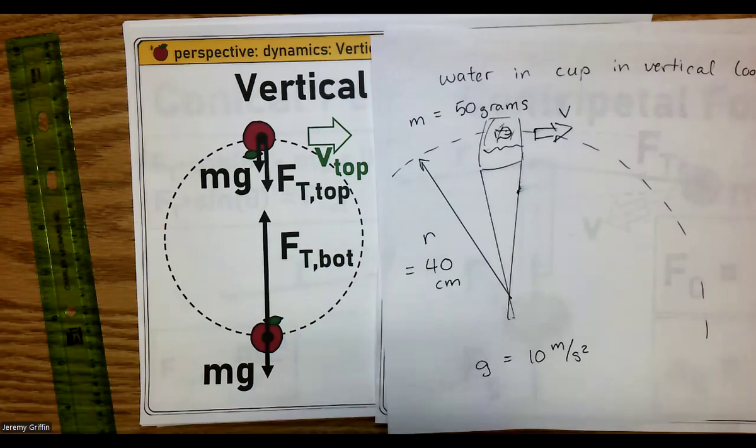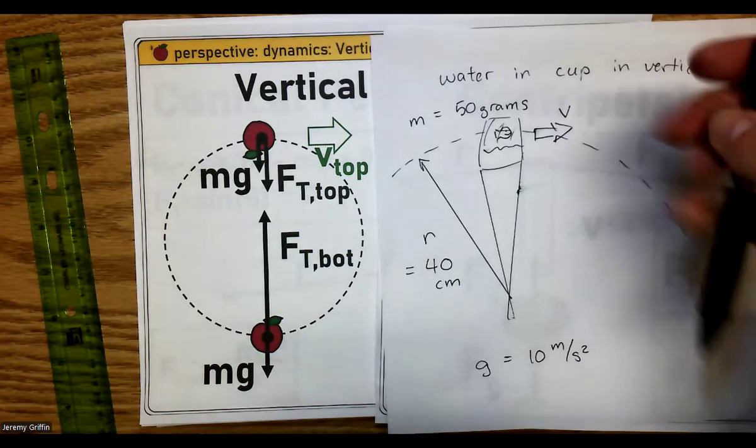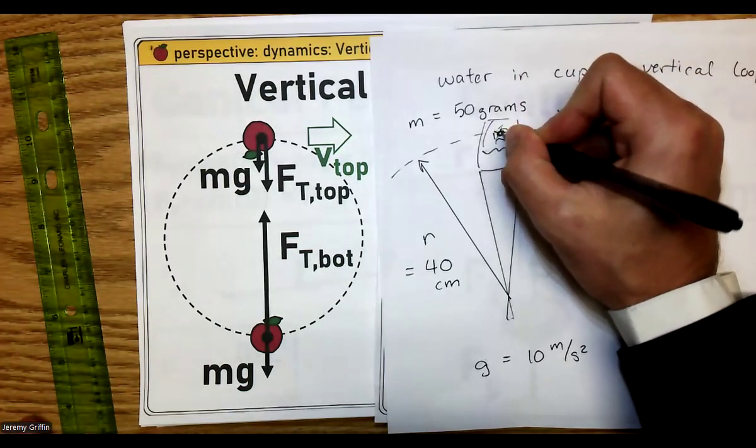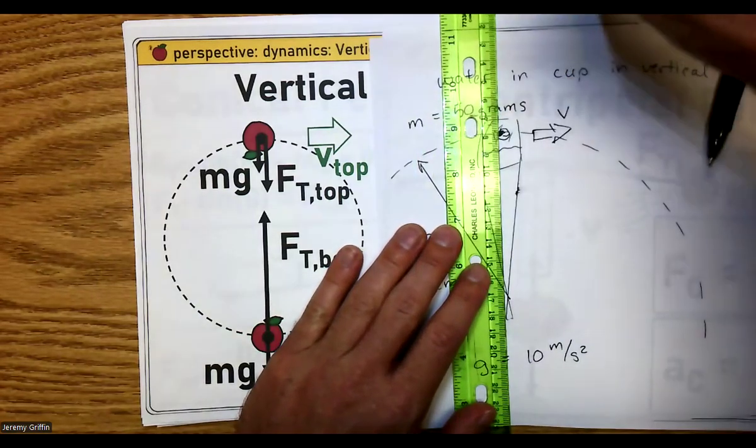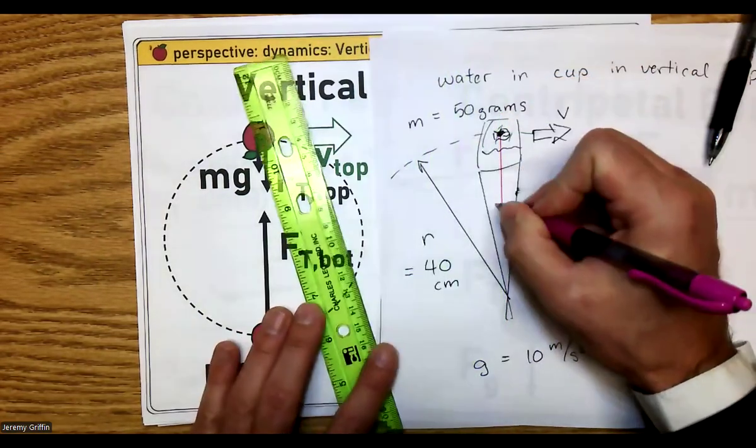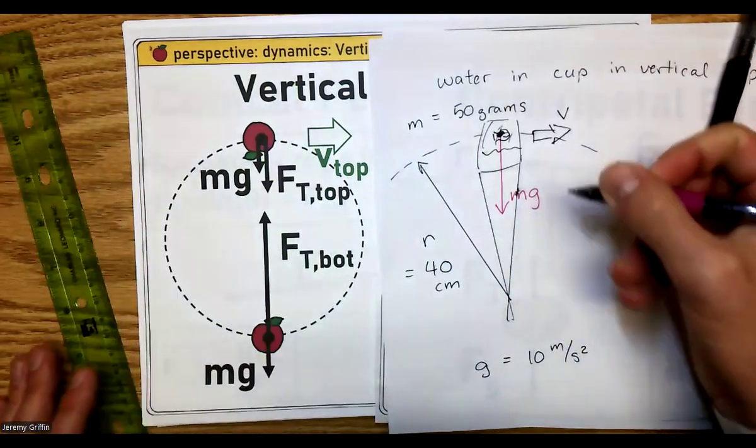Maybe I'll help you out a little bit here. How about a free body diagram? Could maybe be helpful. So if I throw a mass dot right there, do you think there's some weight pulling straight down? Mg. I got some mg, some weight pulling down.